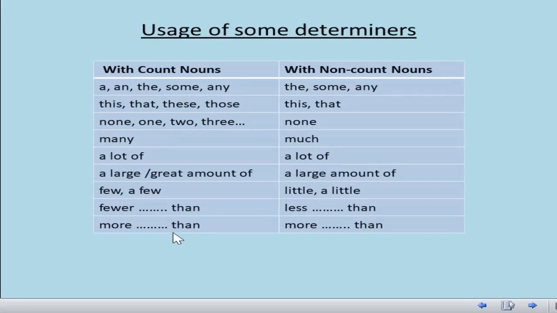Usage of some determiners. These are the important determiners we use before count nouns and non-count nouns. So here is a chart, a table for the students. The students are asked to learn the table properly.